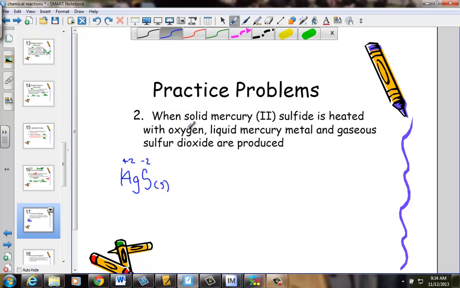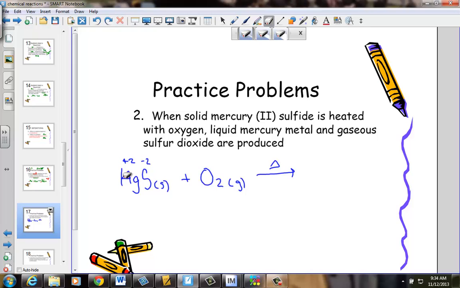Solid mercury 2 sulfide is heated with oxygen. So I know I'm heating it with oxygen. I know oxygen is a molecular compound, gaseous form, and I know the heated symbol is the triangle. I'm heating it, that's the triangle over an arrow. Molecular oxygen in its gaseous form is our second reactant, and I also see that I separate the two reactants using a plus sign.